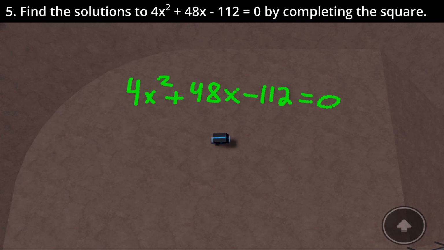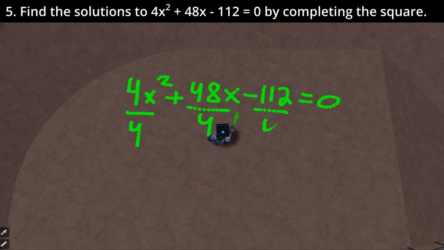In this problem, we have 4x squared plus 48x minus 112 is equal to 0. To solve this equation by completing the square, I'm first going to divide every single term by 4. And the reason I'm doing this is because whenever you're completing the square, you don't want to work with the 4x squared. You just want a coefficient of 1 on the x squared. So the way to do that is just divide by 4.